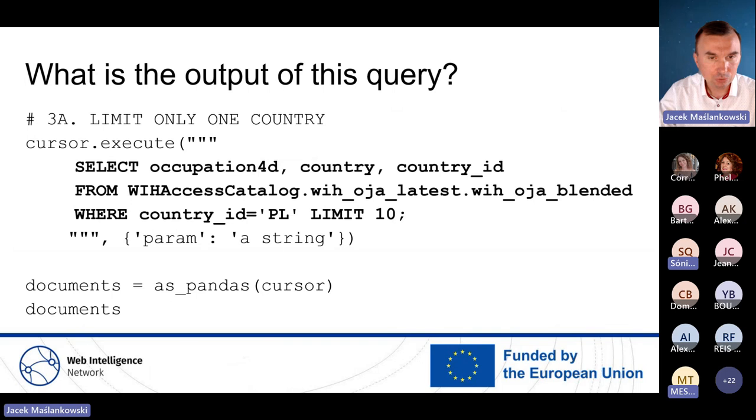Okay, so now it's time for you to change the previous select query to have the following data. Select occupation for the country, country ID from the catalog and so on, where country ID equals, and not PL, your country, okay?